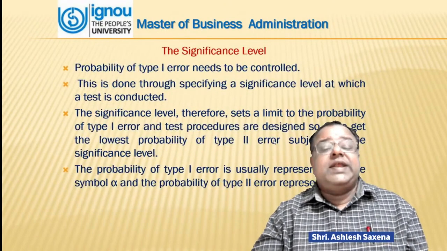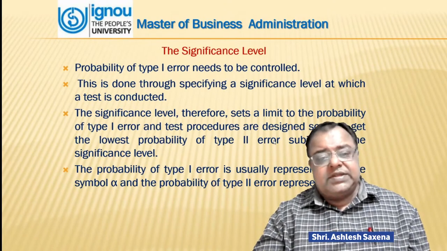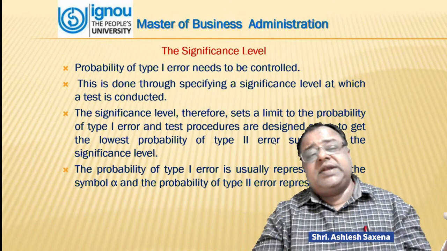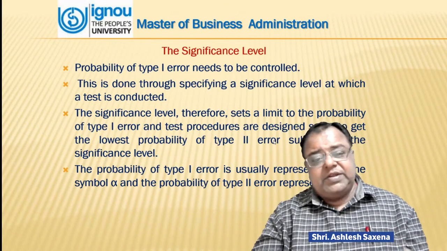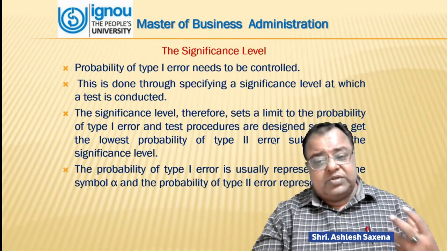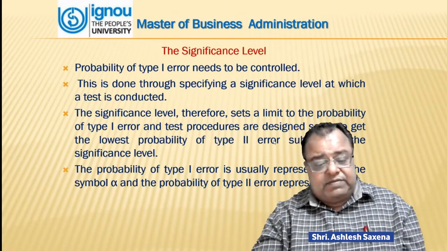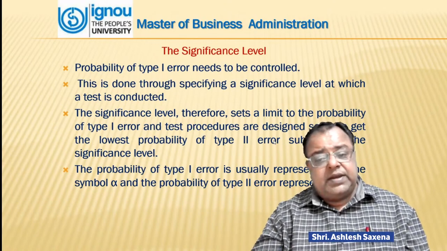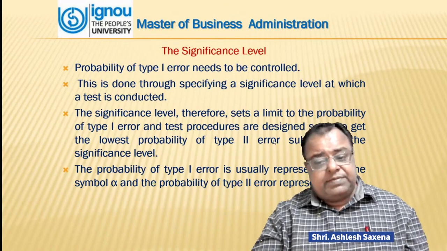Now we move on to the significance level. Probability of type 1 error needs to be controlled. This is done through specifying a significance level at which the test is conducted. The significance level, therefore, sets a limit to the probability of type 1 error, and test procedures are designed so as to get the lowest probability of type 2 error subject to the significance level. The probability of type 1 error is usually represented by the symbol alpha, and probability of type 2 error is represented by beta.